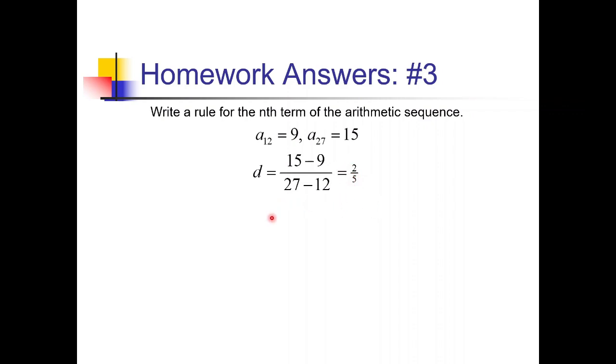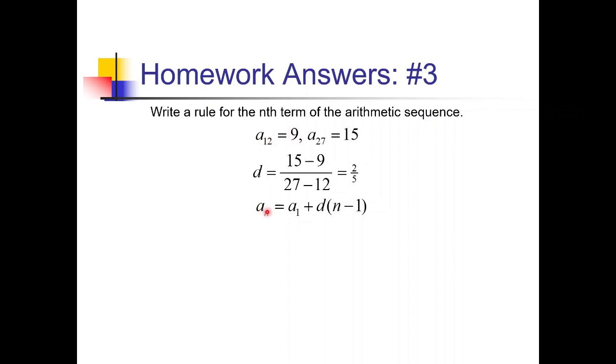I also need my a1 in order to fill out the formula. That's this formula here, a sub n equals a1 plus d times n minus 1. So in order to get a1, I'm going to plug in the 2/5 I got for d, along with one of these two terms for my an and my n value. So I'm just going to pick my first term. It looks a little easier to deal with.